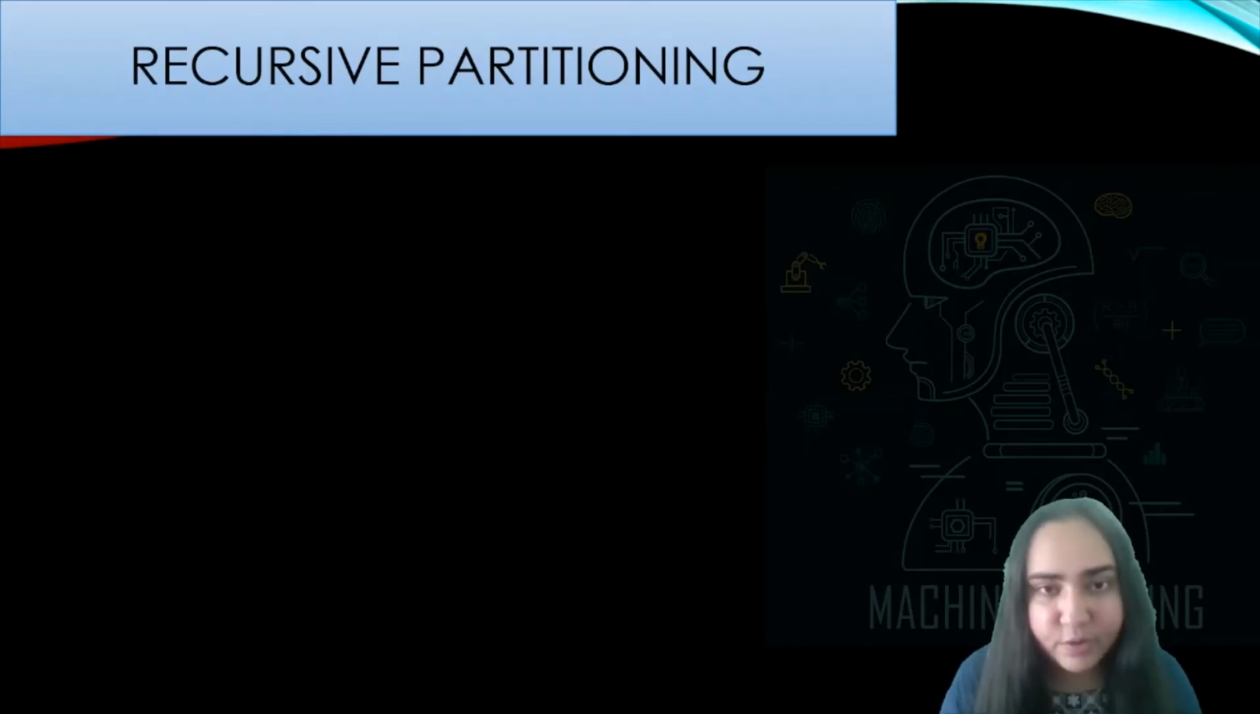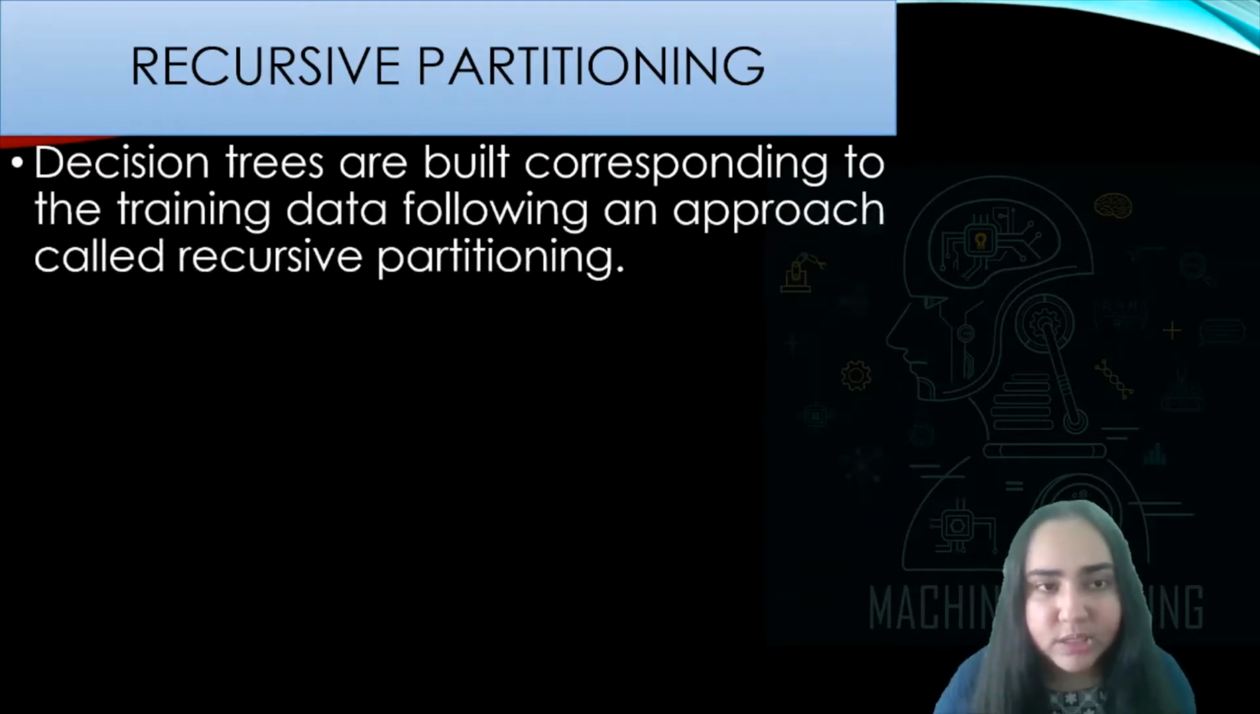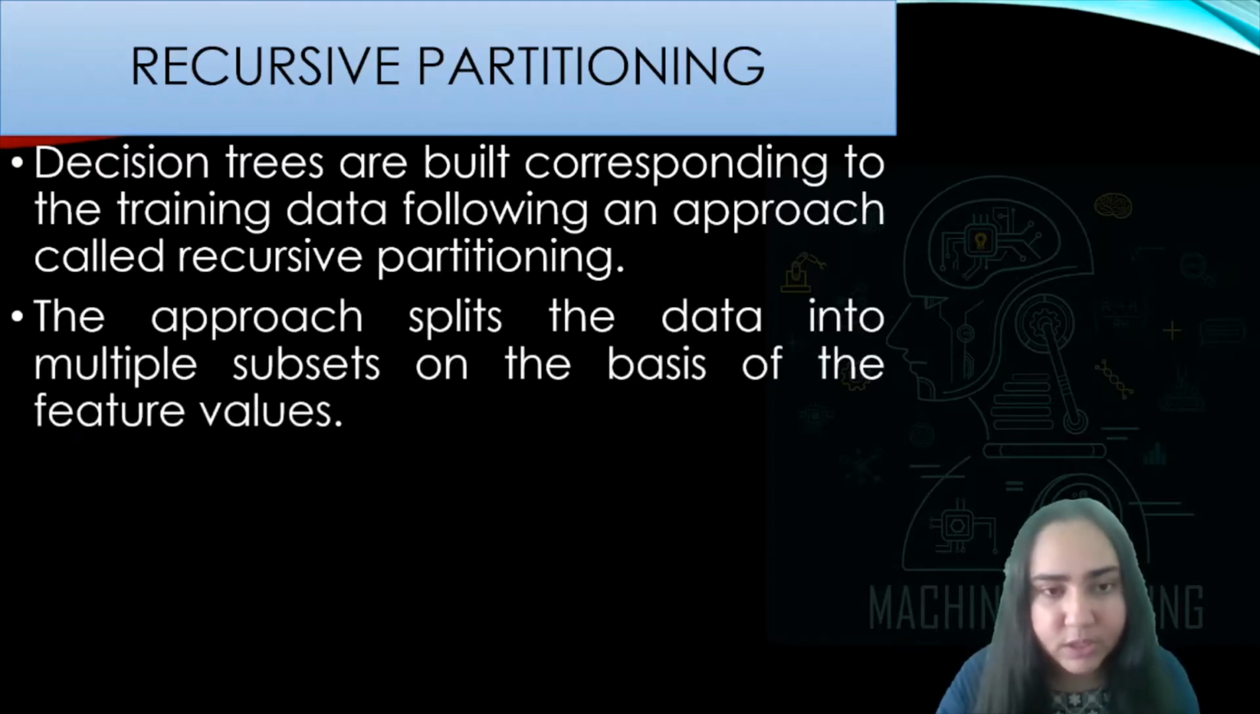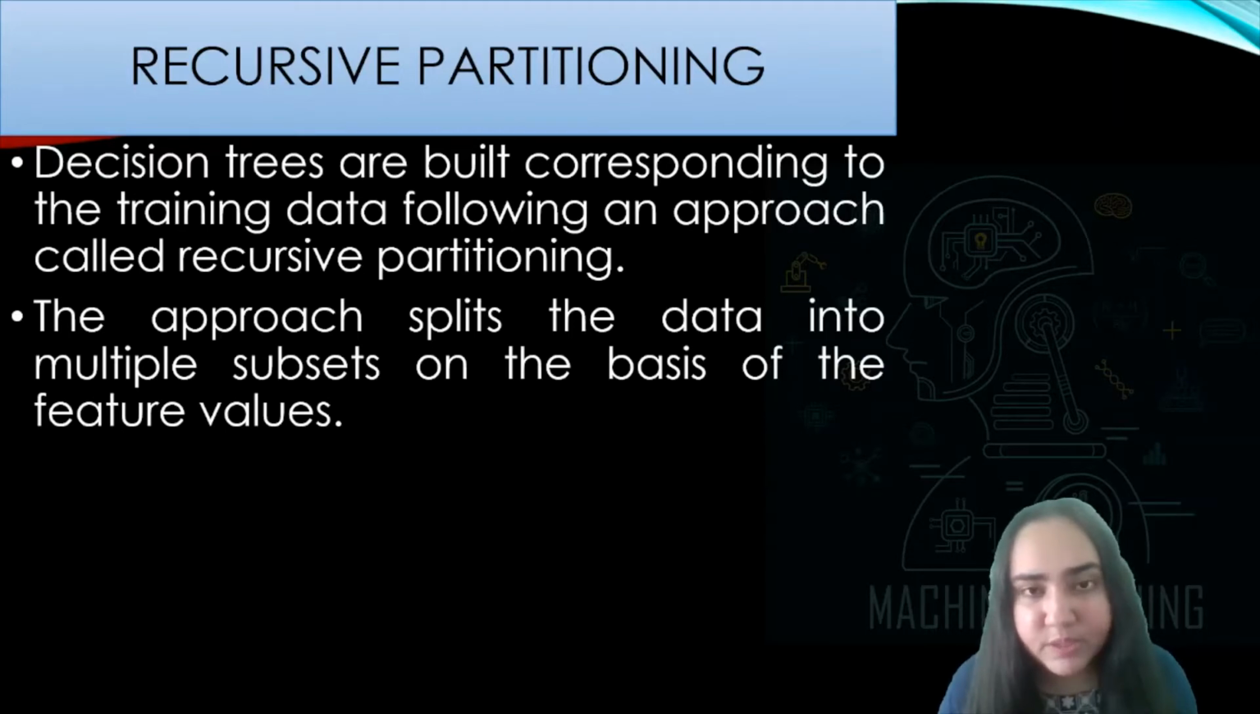Now, a decision tree follows something called recursive partitioning. They are built corresponding to the training data following an approach called recursive partitioning. And what does that do? It splits the data into multiple subsets on the basis of feature values. On the basis of the different properties of the data set, the decision tree goes on splitting the data into different sets. The properties that are similar belong to one set or subset, and it goes on. So you're creating subsets of subsets as well.